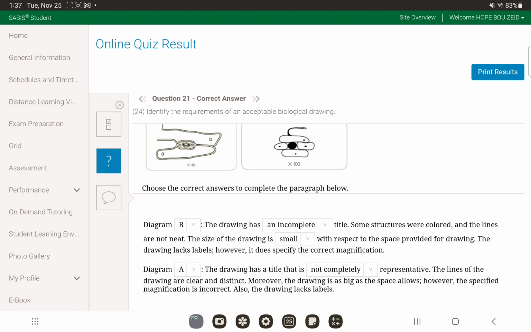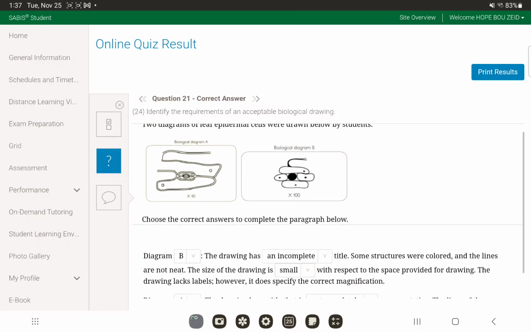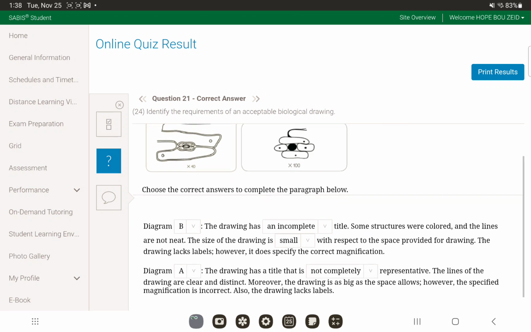And diagram A, the first one, the drawing has a title that is not completely representative. They actually both don't have an actual title. The lines of the drawing are clear and distinctive. Moreover, the drawing is as big as the space allows. However, the specified magnification is incorrect. Also, the drawing lacks labels.